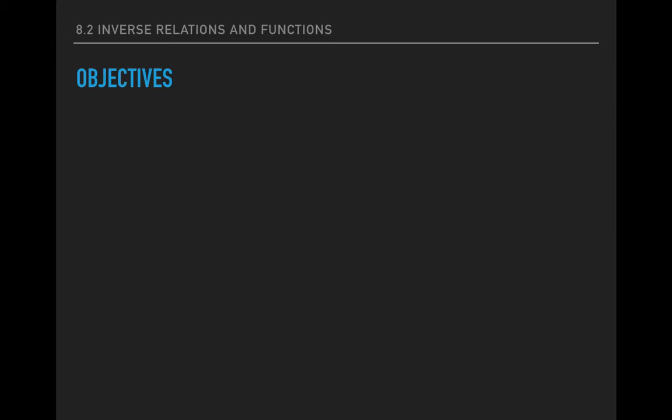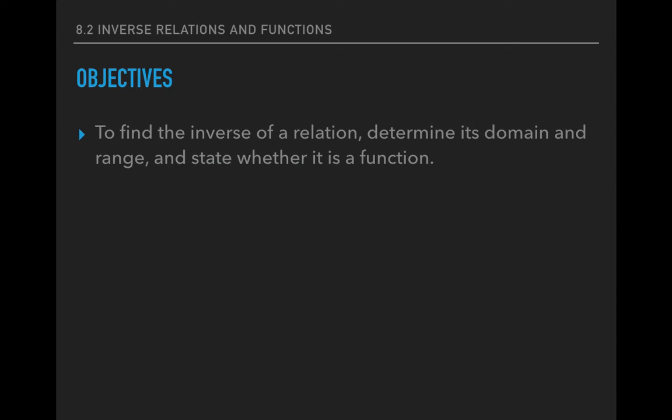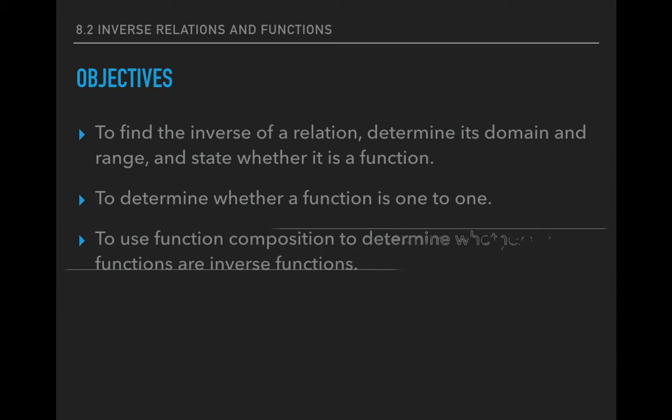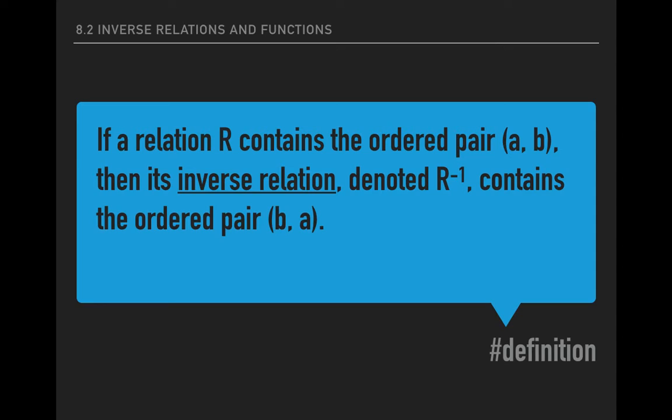So let's get started. The objectives for this lesson are to find the inverse of a relation, determine its domain and range, and then state whether it is a function. Then we're going to look to determine whether a function is one-to-one, and we'll use function composition to determine whether two functions are inverses of one another. So let's get started with the idea of an inverse.